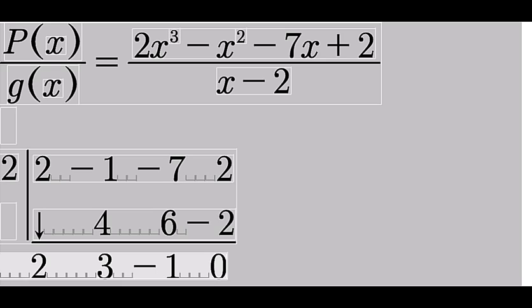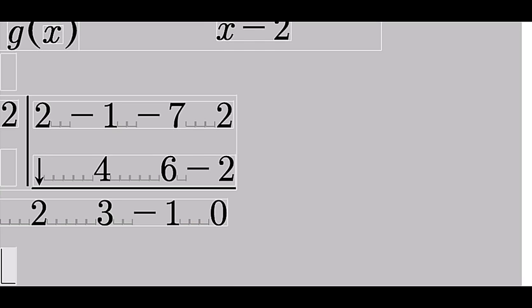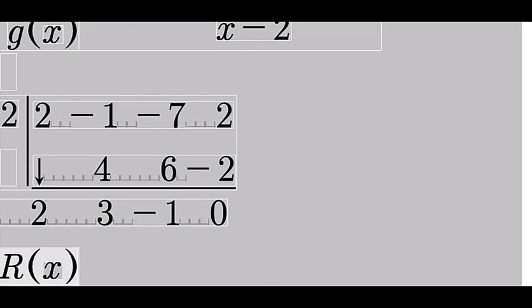We do the same thing again. 2 times 3, we have 6 under minus 7. We sum minus 7 and 6 to have minus 1. We do the same thing again. 2 times minus 1 gives me minus 2. We sum 2 and minus 2 to have 0. So at this point, we have seen that r of x is 0. There is no remainder.